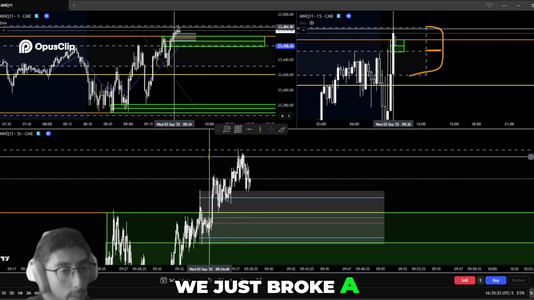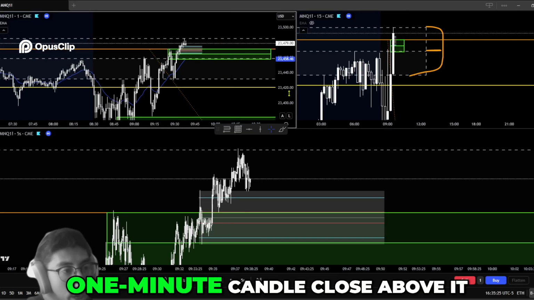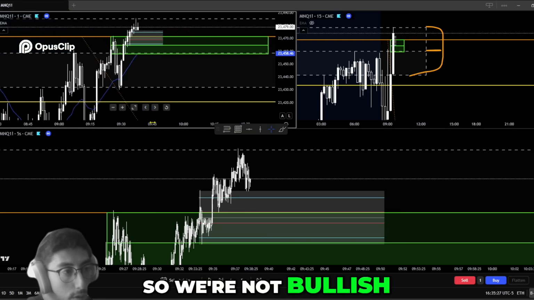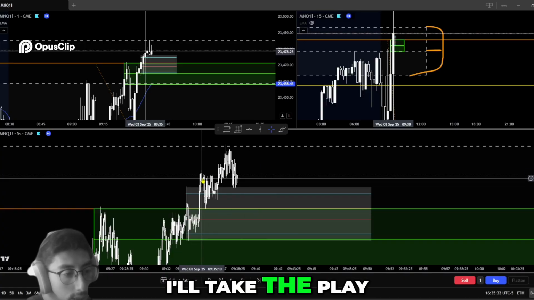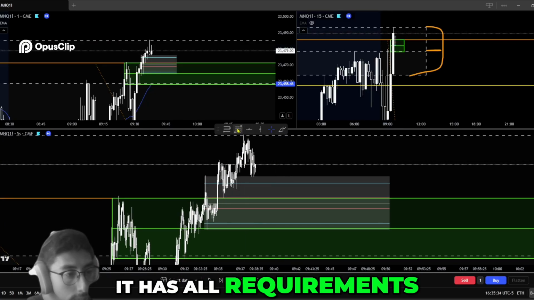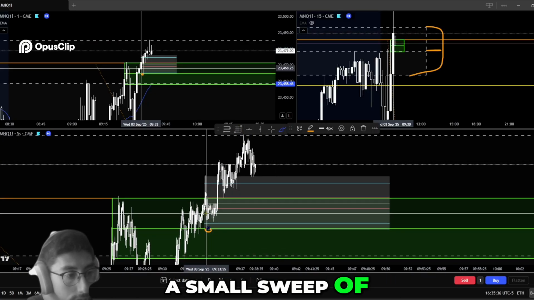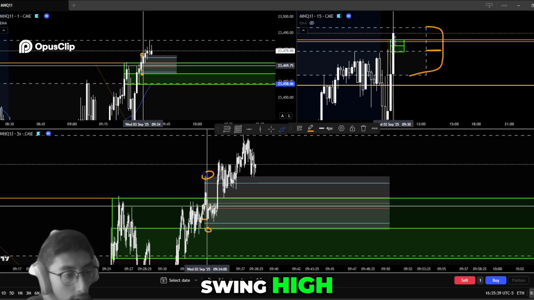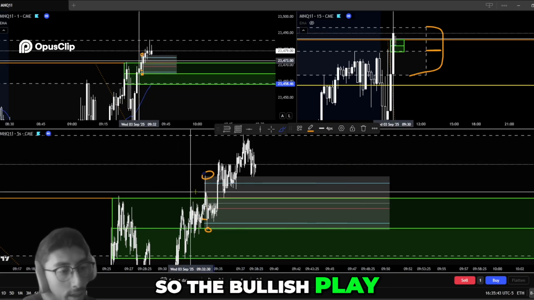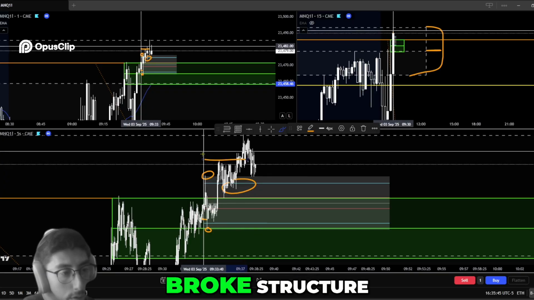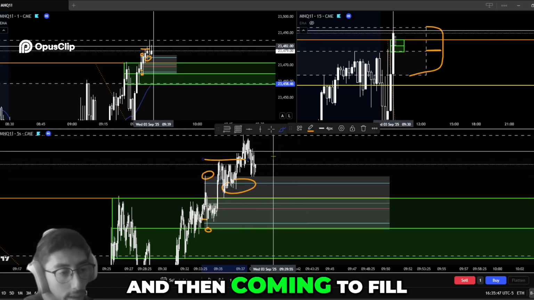We just broke a bearish zone. We didn't get a 1-minute candle close above it, so we're not bullish just yet. But for the sake of the video, I'll be risky and I'll take the play. If it has all the requirements, a small sweep of some accumulation, swing high. This is the opposite of the play I just showed you. So the bullish play, tap on the zone, broke structure, and then coming to fill.